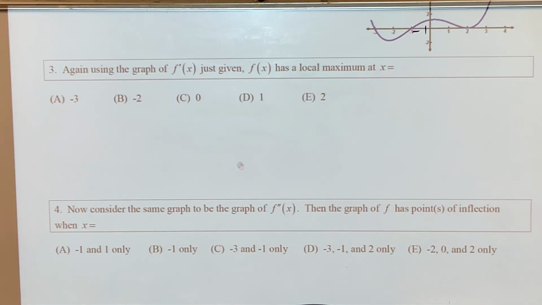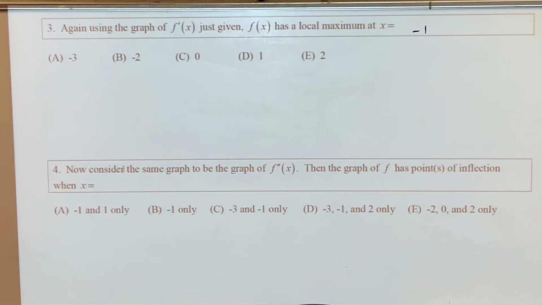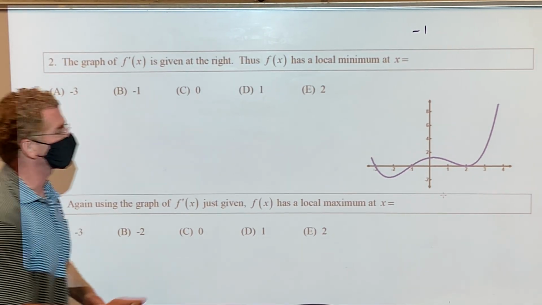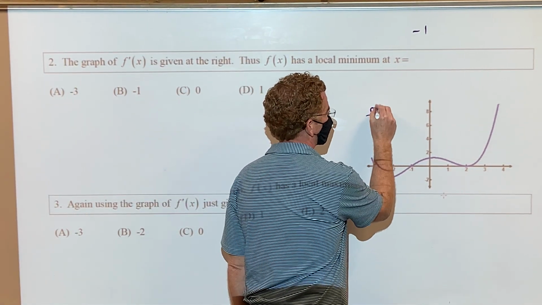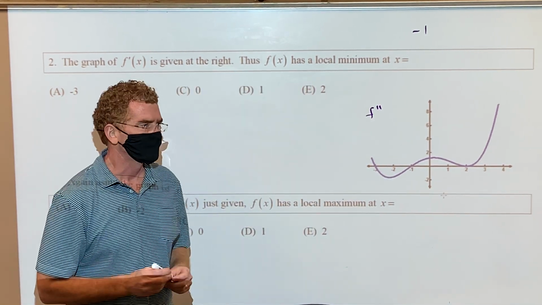All right, what about A? It says, now again using this, the local max would be where? At -3. Good. All right, now what if I said, all right, we're going to use the same graph as before, but this time we're calling it F double prime. It says then the graph of F has points of inflections when. So now I'm saying, what if this same graph is F double prime? Where would I have inflection points?